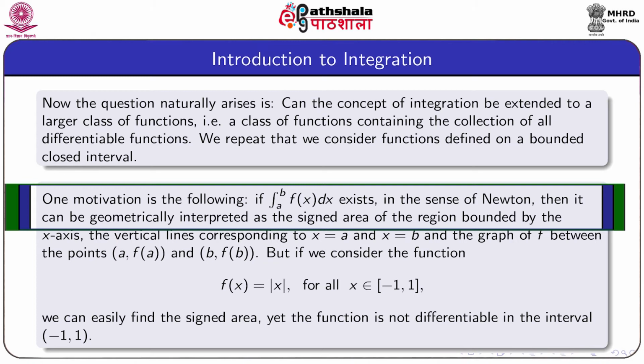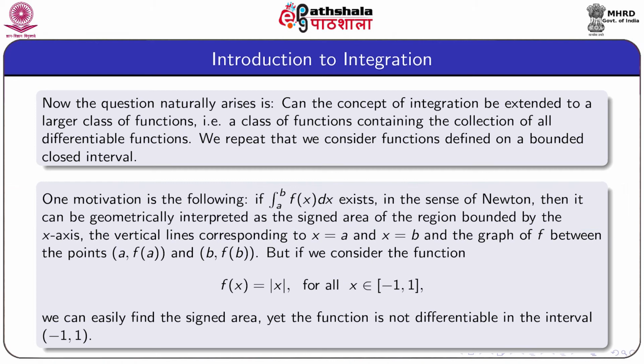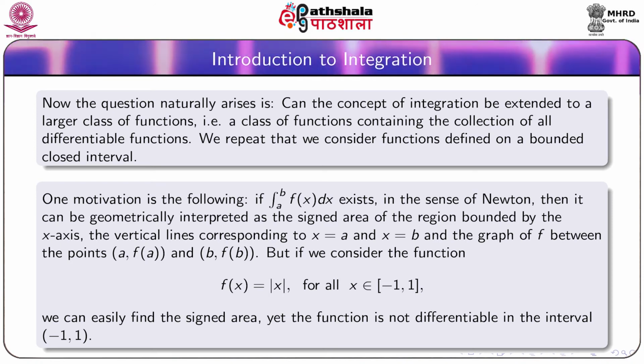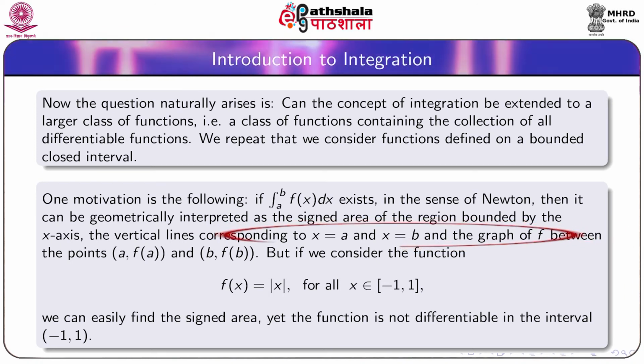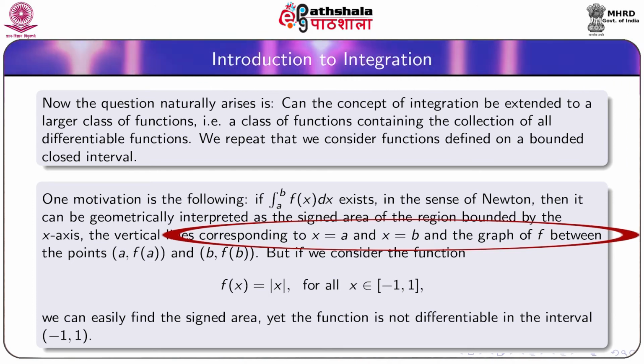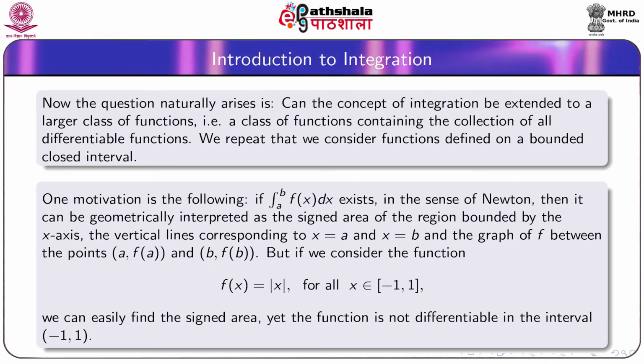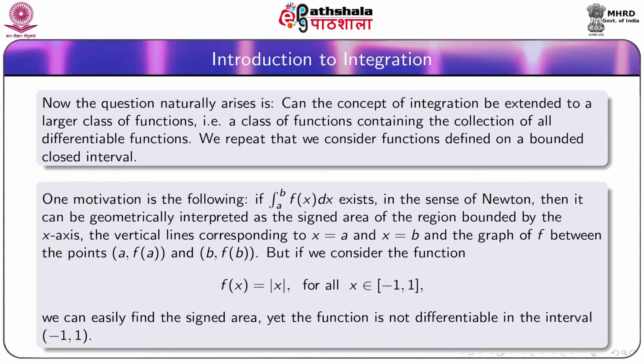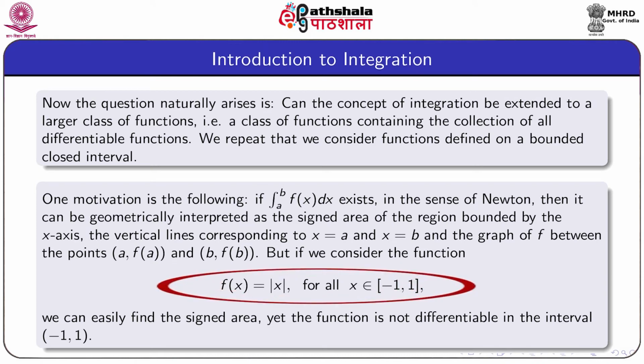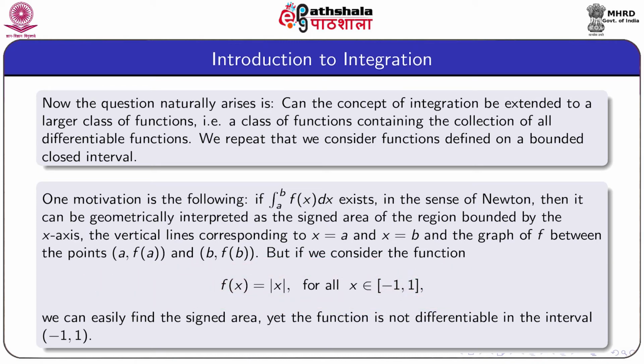If the integral from a to b of f(x) dx exists in the sense of Newton, then it can be geometrically interpreted as the signed area of the region bounded by the x-axis, the two vertical lines corresponding to x equal to a and x equal to b, and the graph of f joining the points (a, f(a)) and (b, f(b)). Let us consider the function f(x) defined by modulus of x for every x in the bounded closed interval [-1, 1]. Here, we can easily find the signed area, but we know that the function is not differentiable at the origin.